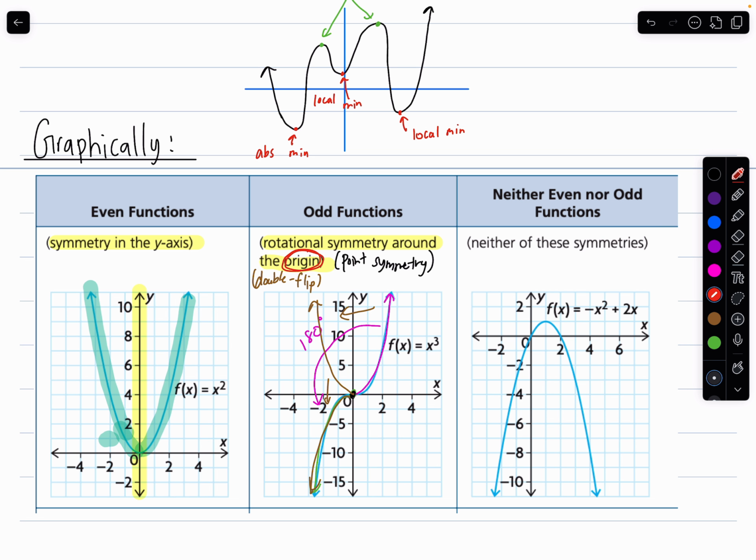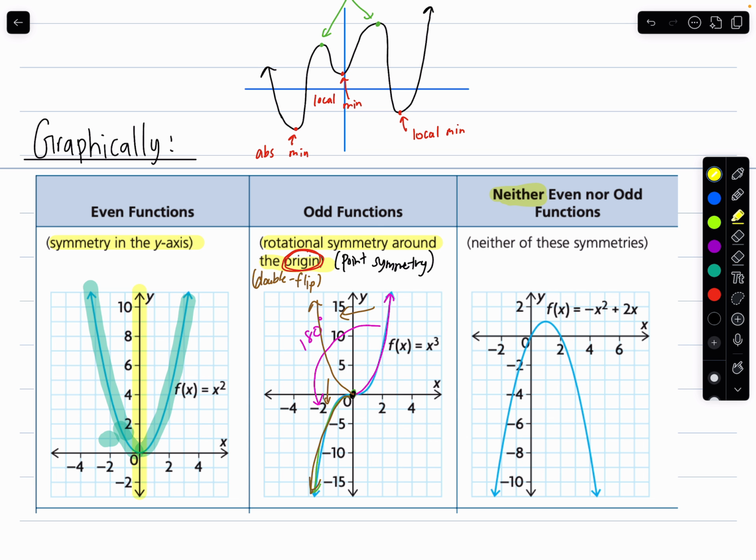And this is what brings me to the third type, neither. A lot of people mess this up, and I want to be very, very clear with this. You can have even functions and you can have odd functions. But just because something isn't even doesn't mean it's odd. And just because something isn't odd doesn't mean it's automatically even. You can actually have a function that is neither even nor odd.